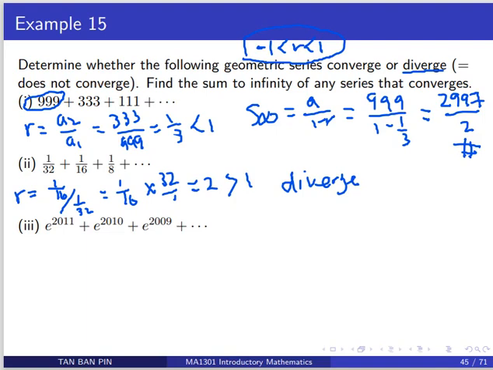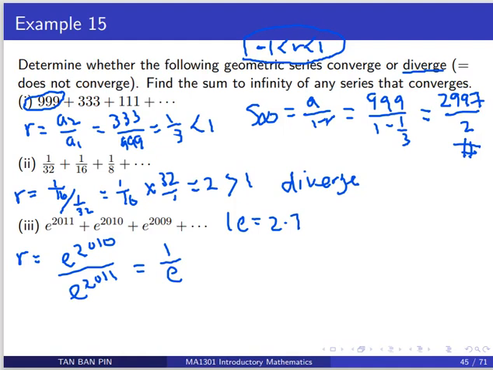Let's look at part 3. In part 3, r will be e power 2010 divided by e power 2011. So it gives you 1 over e. And you recall that e is 2.71 something. So this is 1 over 2.7 something. So it should be less than 1. Half is 0.5, so this one is definitely less than 1.